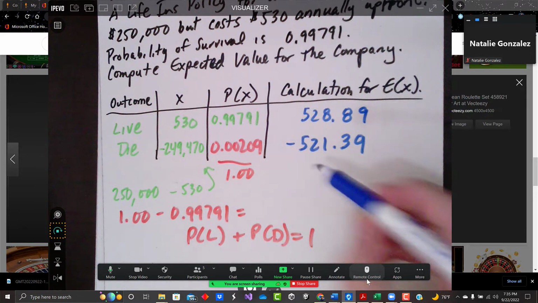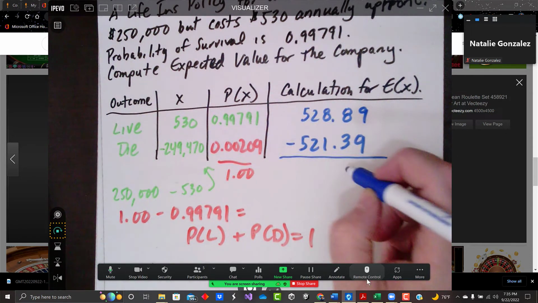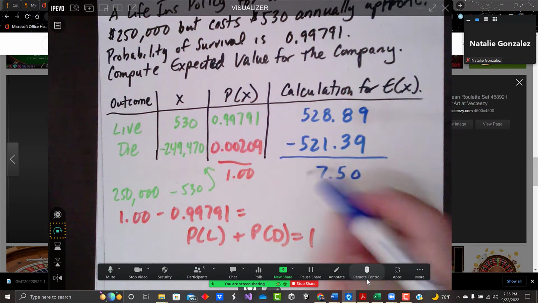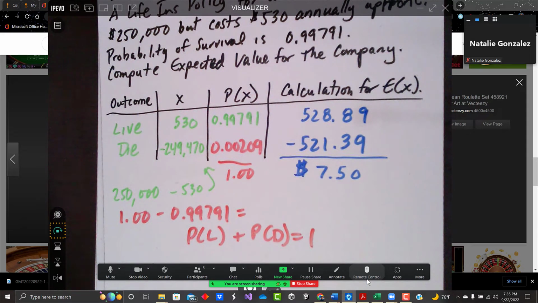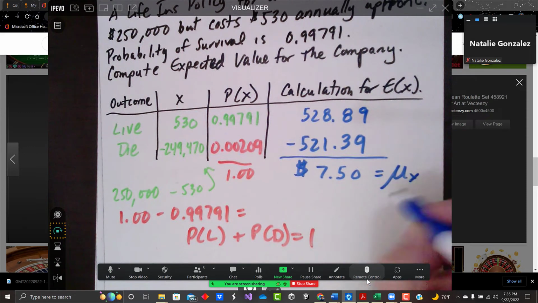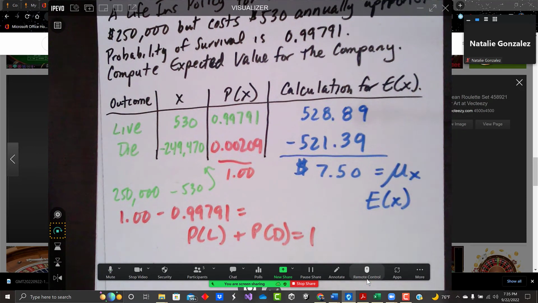When I add these up, it actually looks like subtraction because one's negative. When I add these up, it's $7.50. This is my mean, and this is my expected value for the company.